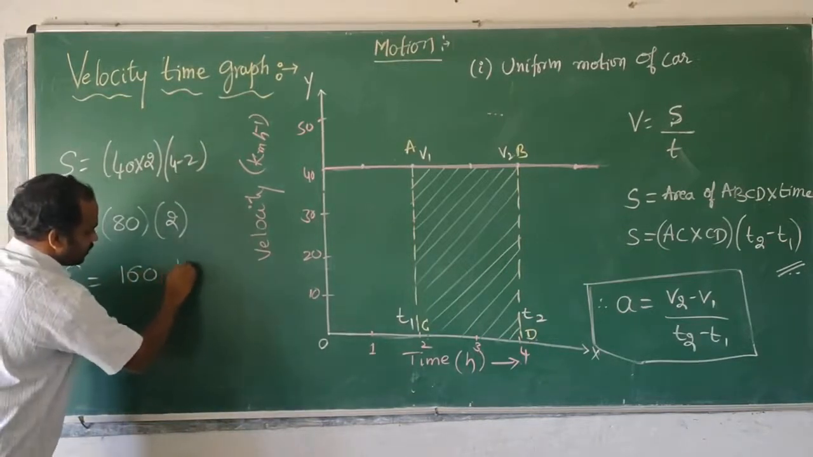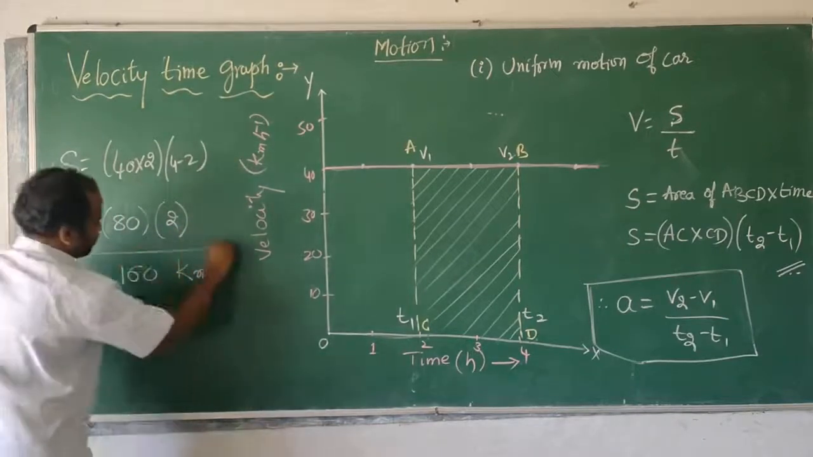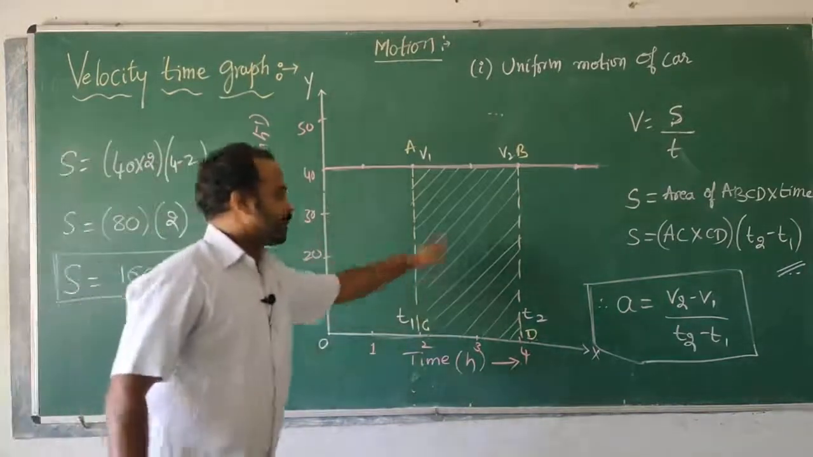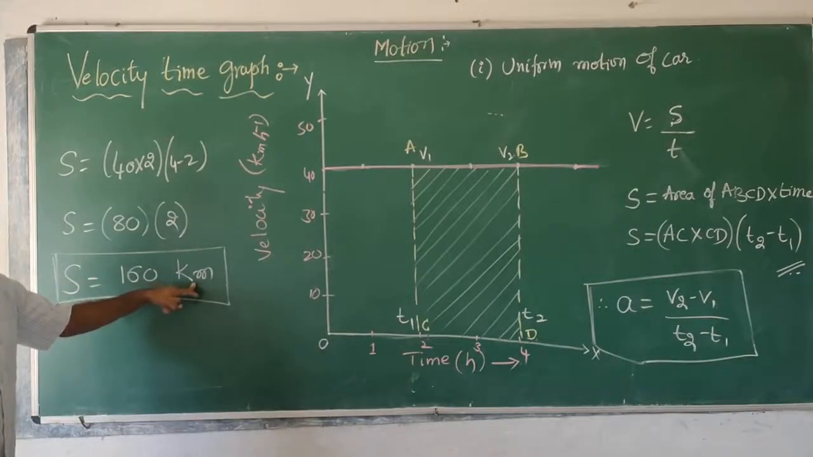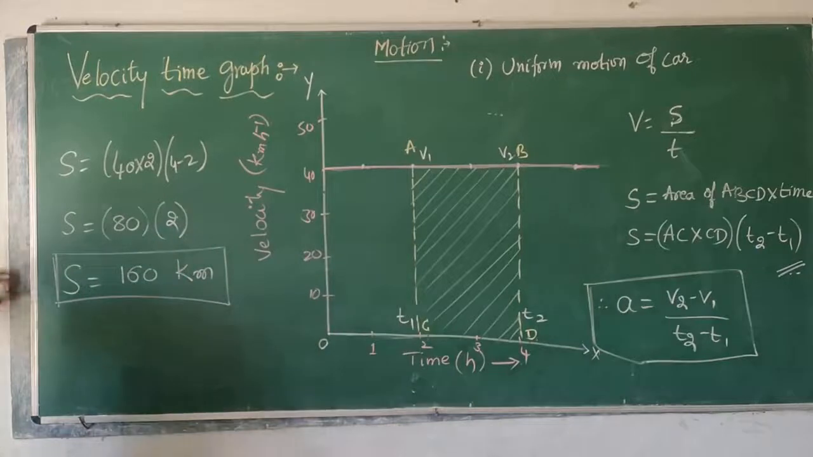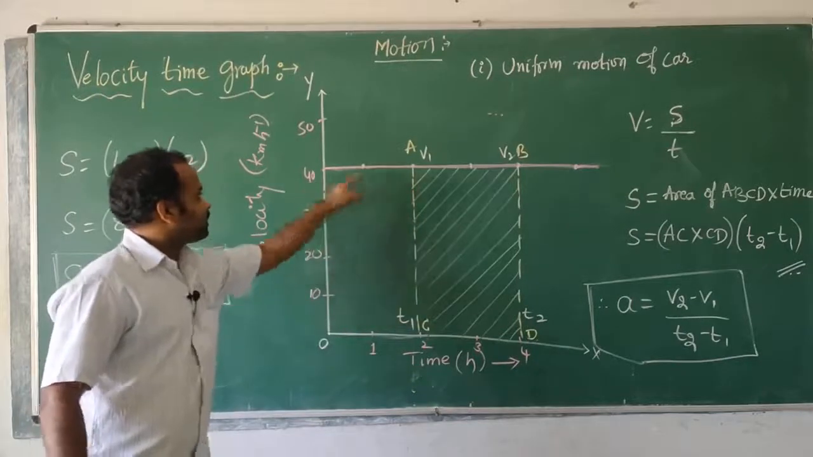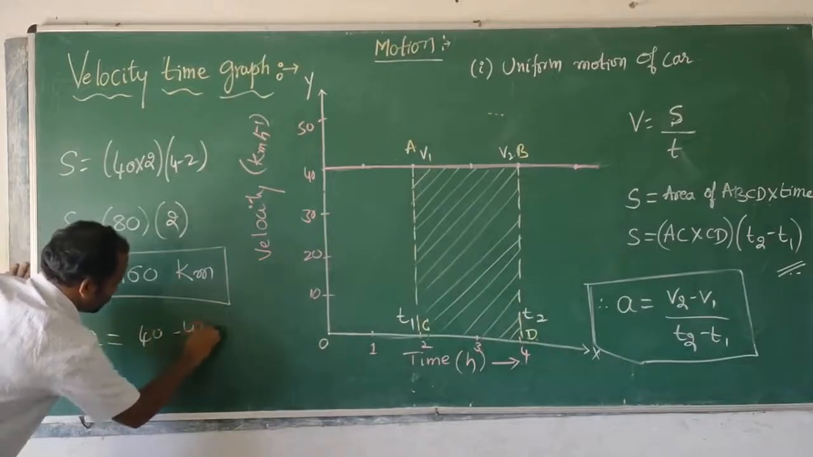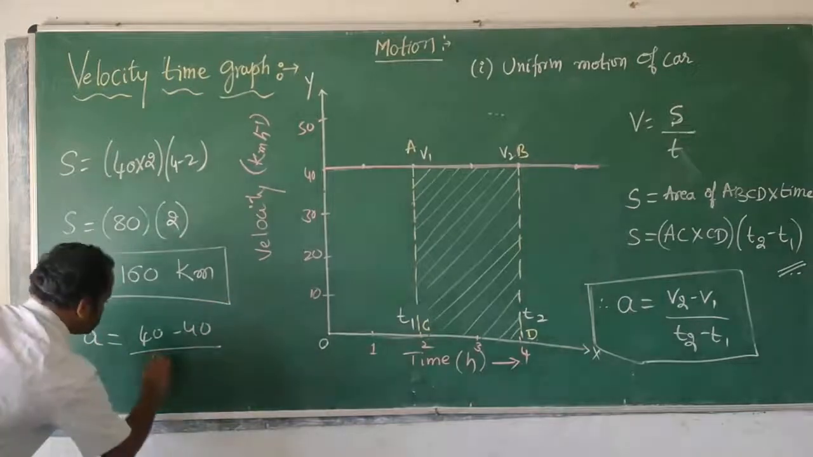Distance is always measured in kilometers here, since it is given in kilometers. So from this graph, the total distance covered by the object is 160 kilometers. Now if you want to find the acceleration, A is equal to V2 minus V1. What is V2? It is 40. What is V1? It is 40. Therefore 40 minus 40, divided by the time, which is 4 minus 2.